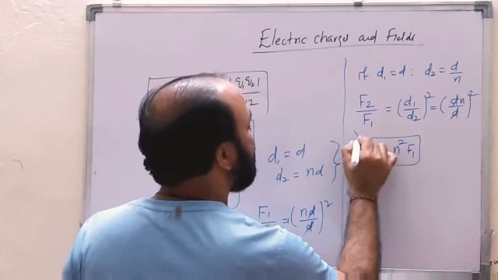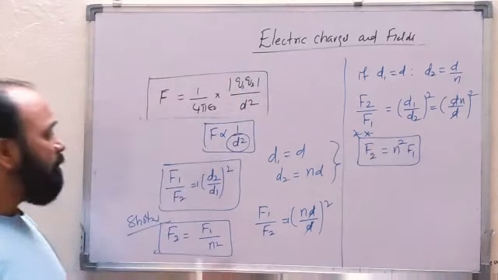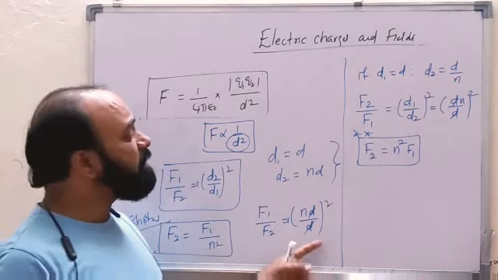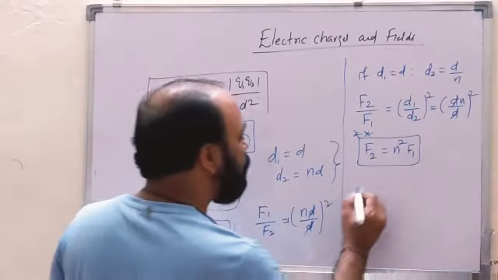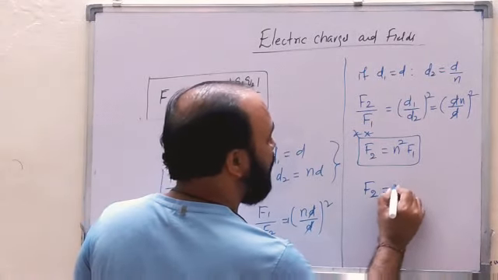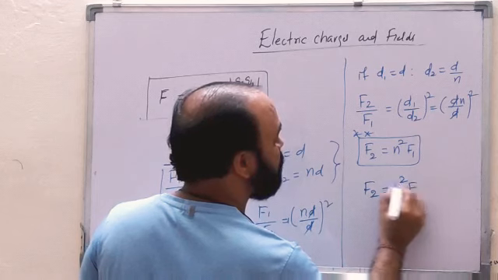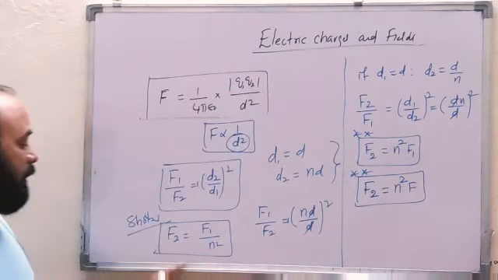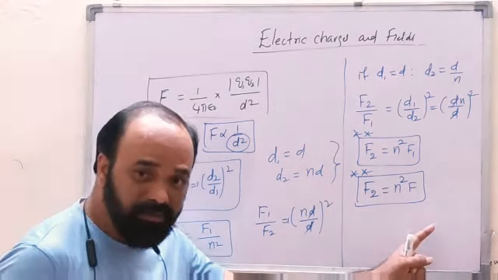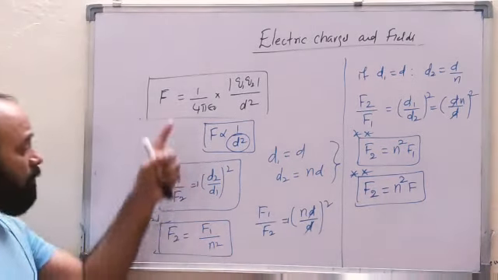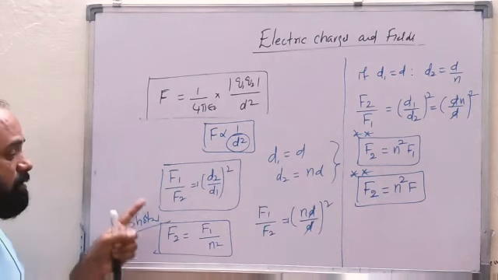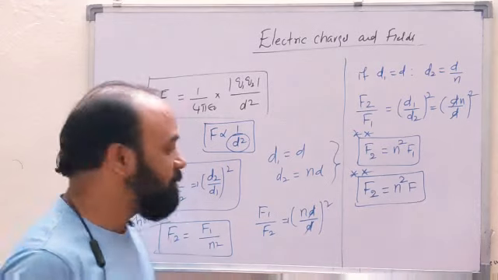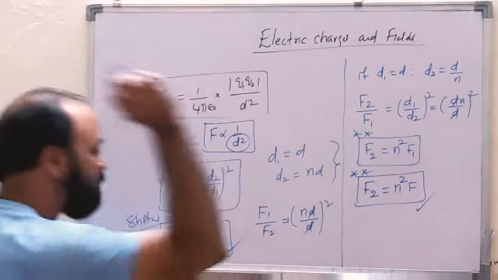Let me repeat it once again. If the distance increases, force decreases. If the distance decreases, force increases. So the new force F2 is equal to N square times the original or initial force. This is the shortcut. Distance decreases, force increases. Distance increases, force decreases. Okay? These are the shortcuts.